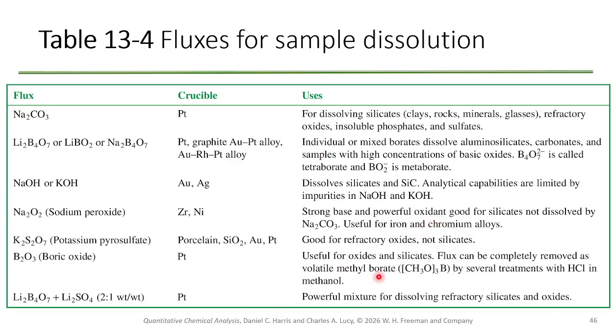So these are typical fluxes for different sample dilutions. This would be your fluxes right here. And this would be your crucible that you'd want to use. And these right here are the different uses you would actually use it for. Notice again, these things are pretty wild if you start thinking about them. They're typically salts of different types that you're going to melt, and that's why the high temperatures. And essentially, these are like lava.